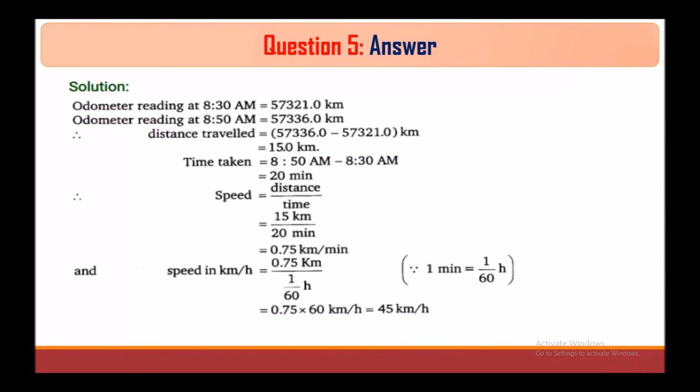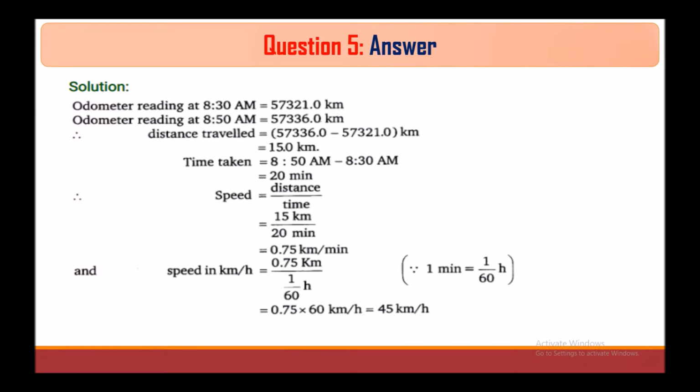So odometer reading at 8:30 a.m. was 57,321 kilometers, and odometer reading at 8:50 a.m. is 57,336 kilometers. So distance traveled: we will subtract both, so we will get the distance traveled. So the answer is 15 kilometers.